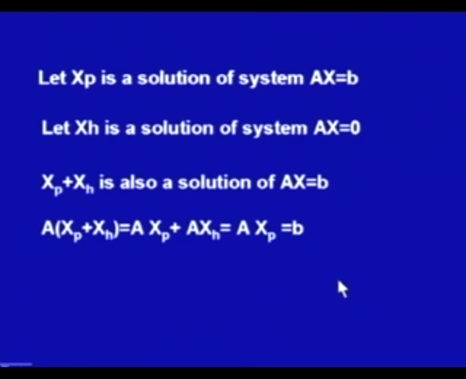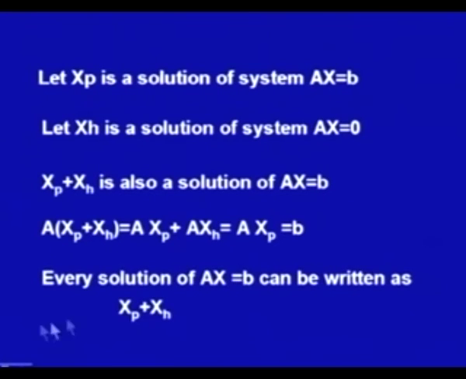Now, this is very similar to what we have in case of differential equations, and we have a result that every solution of Ax is equal to b can be written as xp plus xh. So, it has two components, one is the solution of the homogeneous part and this is the solution of the non-homogeneous part. We call xp a particular solution.